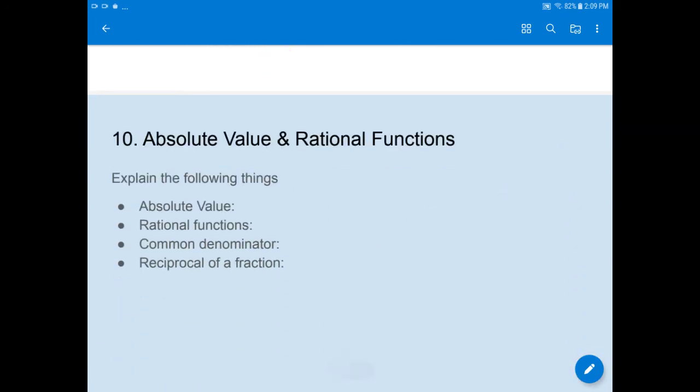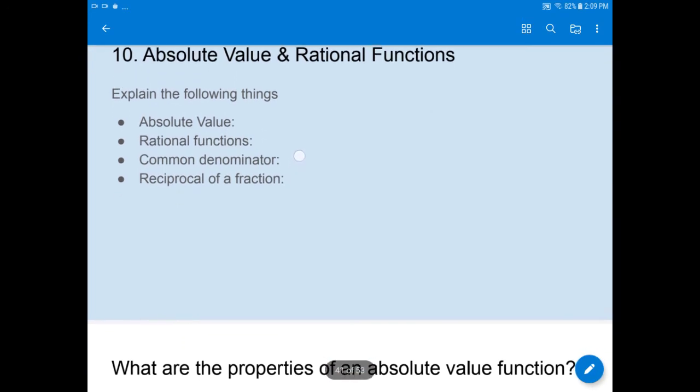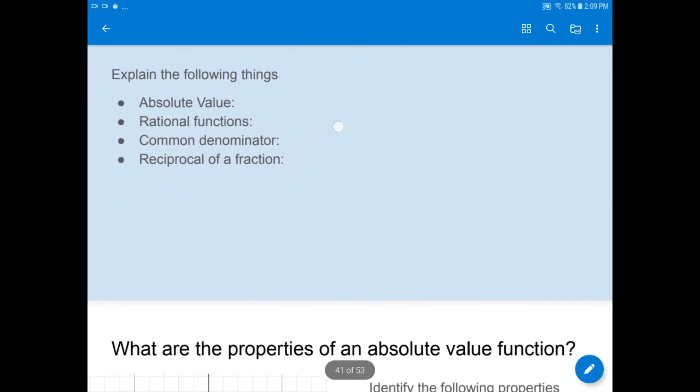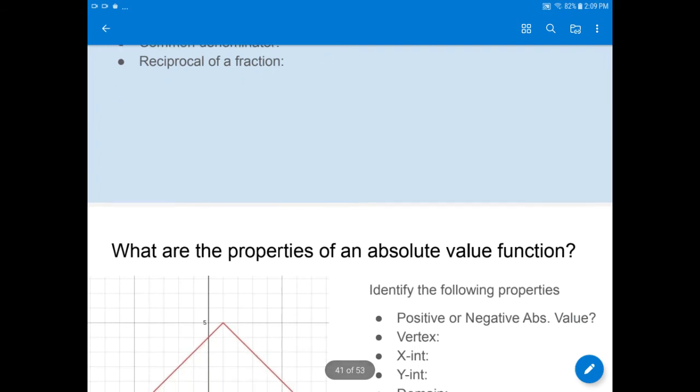Absolute value, it's always positive. Rational functions divided by x. Common denominator, you have to have a common denominator when you're doing addition and subtraction with fractions. Reciprocal of a fraction is the opposite. So like 2/3, reciprocal of that is 3/2.